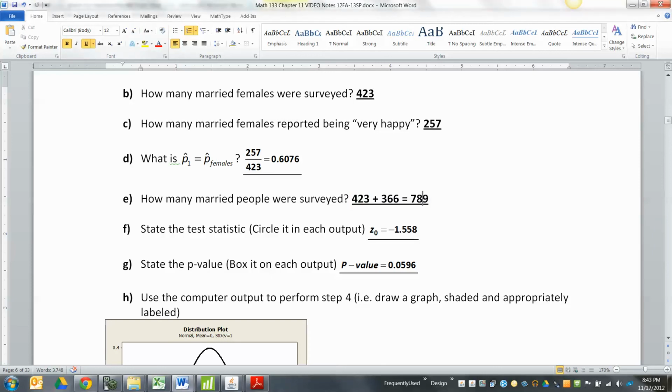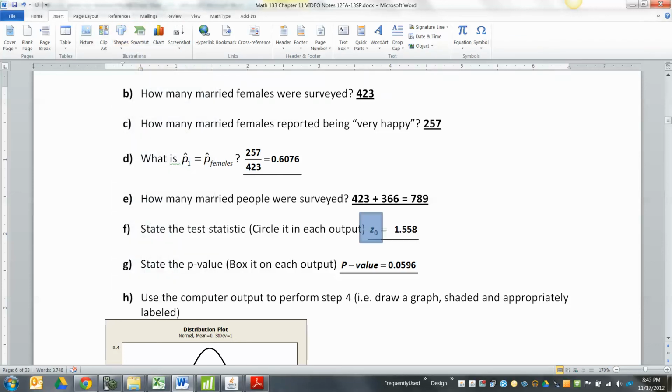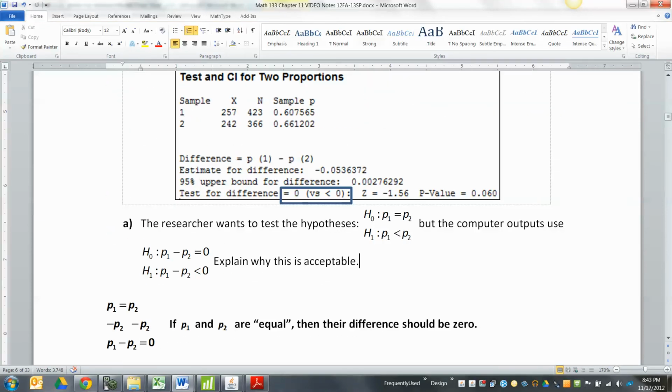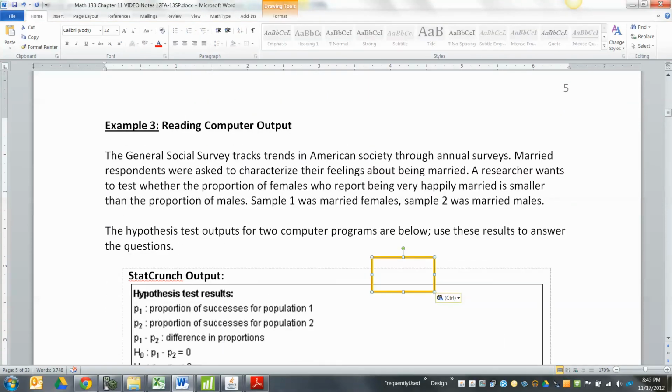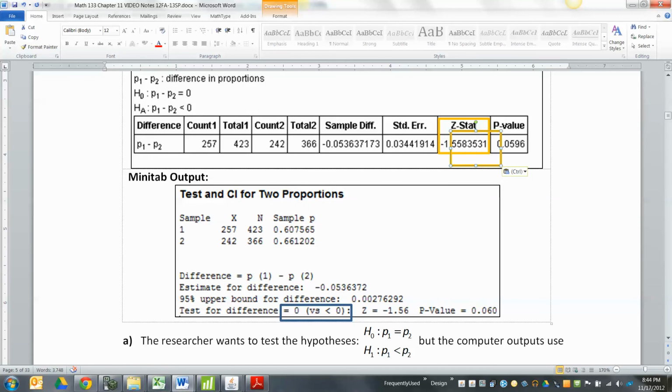The test statistic. All right, let's circle this sucker in some kind of color. And by circle it, I'm going to put a box around it. Let's do orange, and I'm going to have no fill. Okay. All right, so our test statistic was negative 1.56 or so, which is where in this lovely thing? Oh, look right there. Easy to spot in StatCrunch. No troubles. And then now where is it in Minitab?